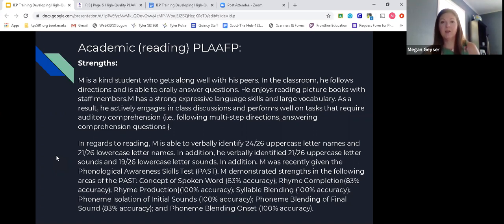We have a lot of information in here. I'm sure we can come up with more about this student, really digging into previous IEPs and evaluations to help find the information here.